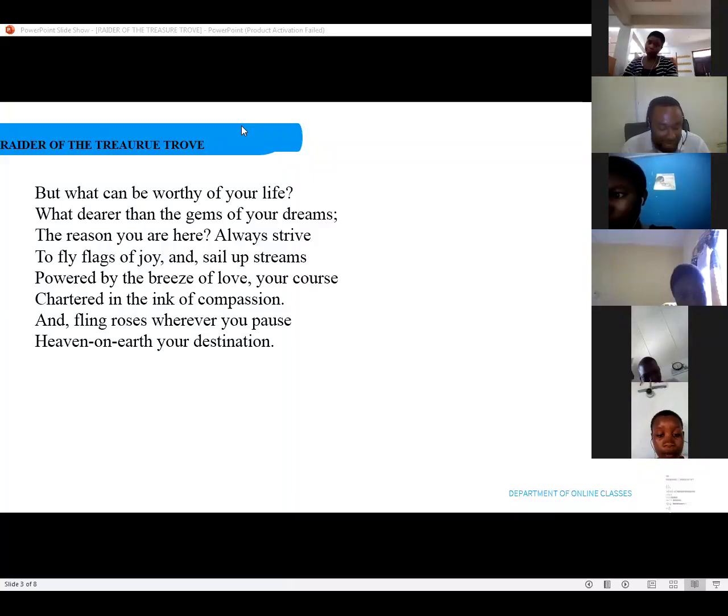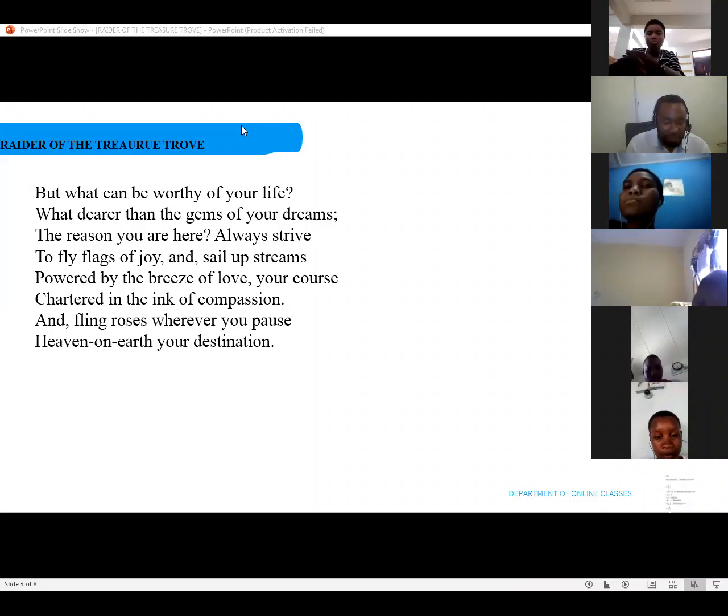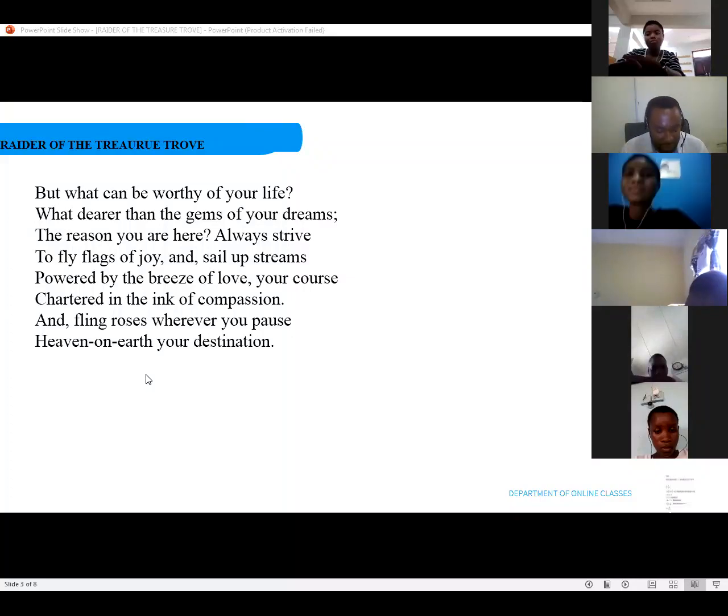Now, to fly, then it says, always strive to fly flags of joy and sail up dreams. Fly flags of joy. Now, what literary device is there? As we are doing, let's gradually be going and be picking them one after the other. What literary device, if you have any idea, raise up your hand. Yes, fly flags, so flags of joy. All right, let me just go on.